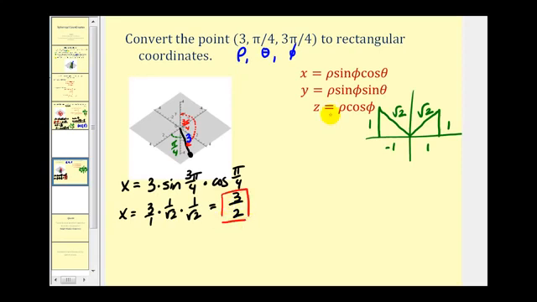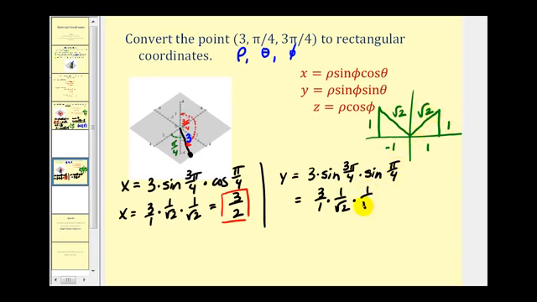Now let's go ahead and see if we can determine the y coordinate. Y is going to equal rho times sine phi times sine theta, so 3 times sine 3 pi over 4, times the sine of pi over 4. We can use these same reference triangles, so y is going to equal 3 over 1 times sine of 3 pi over 4, which is 1 over square root 2 again. We found that before. And now we have the sine of pi over 4, opposite over hypotenuse, 1 over square root 2. So it looks like the y coordinate is also 3 over 2.